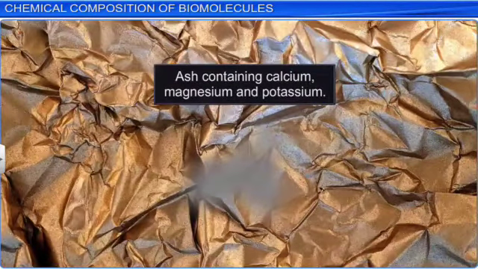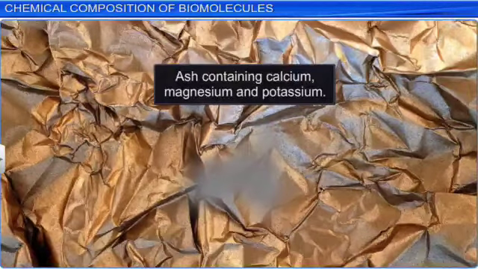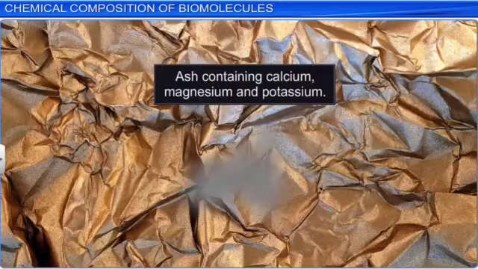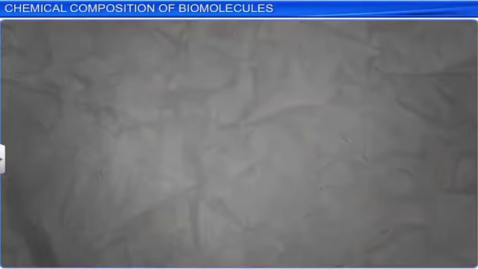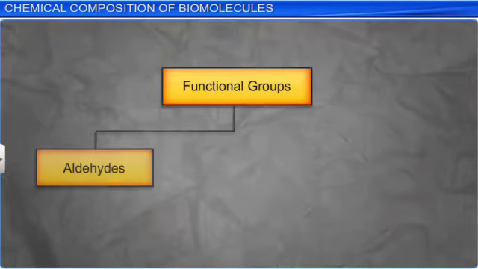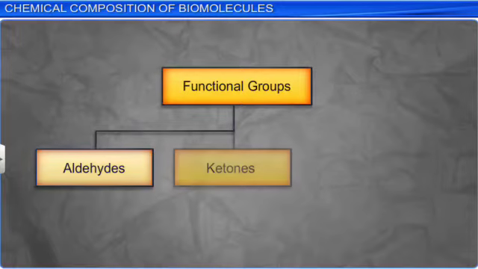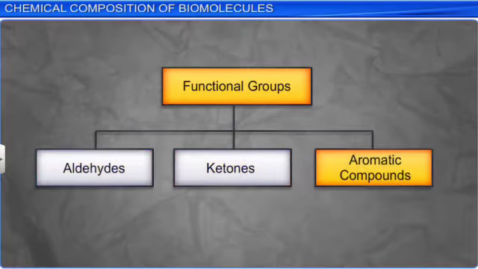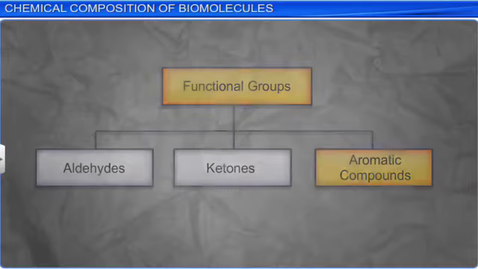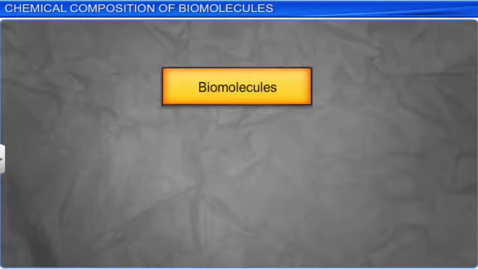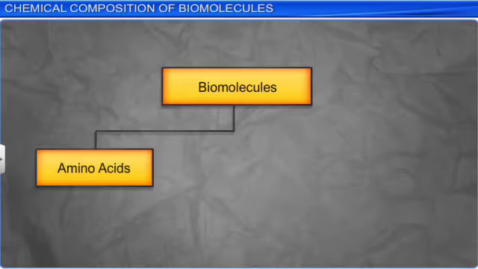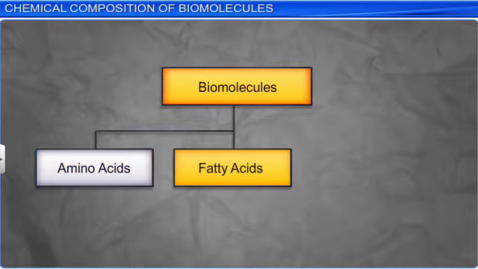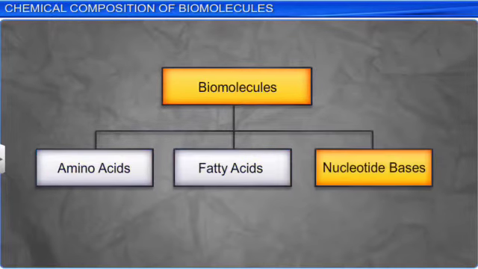Therefore, analysis of compounds helps us identify organic and inorganic constituents in a living tissue. It also helps identify functional groups such as aldehydes, ketones, and aromatic compounds. In biology, however, functional groups are present as amino acids, fatty acids, and nucleotide bases, together known as biomolecules.